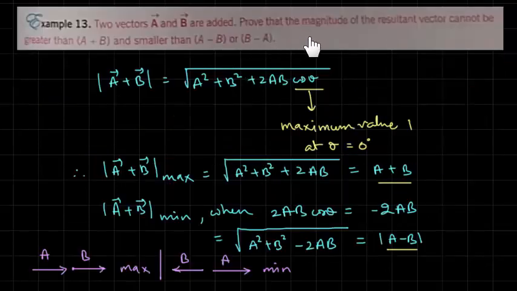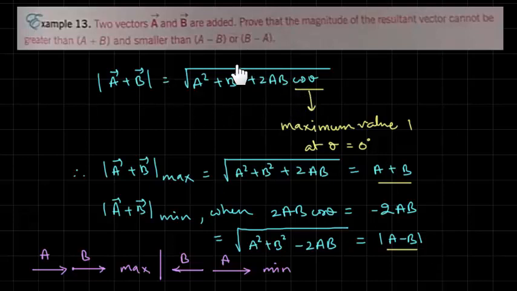Two vectors are added. Prove that the magnitude of the resultant vector cannot be greater than a plus b or smaller than a minus b or b minus a. Whenever we are talking about magnitude, you can write this equation directly, and it will say that the vector sum of a plus b will have a magnitude of square root of a square plus b square plus 2ab cos theta.